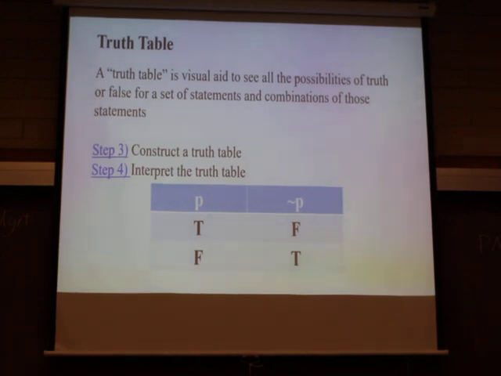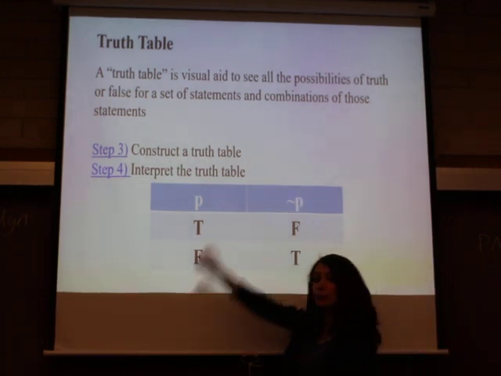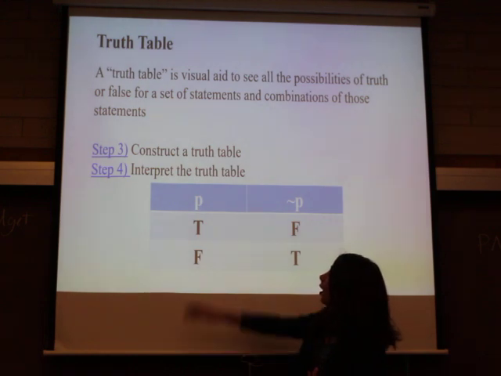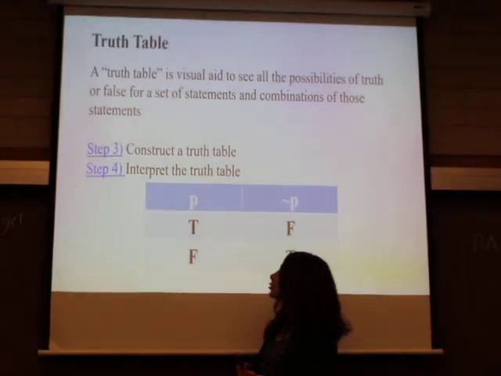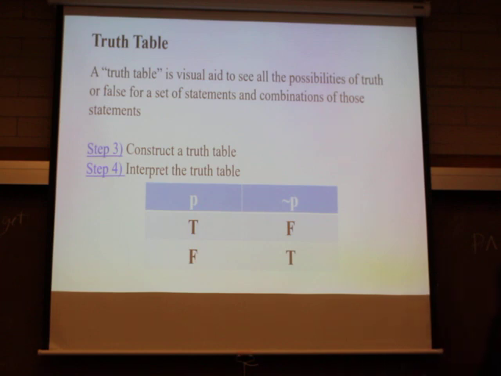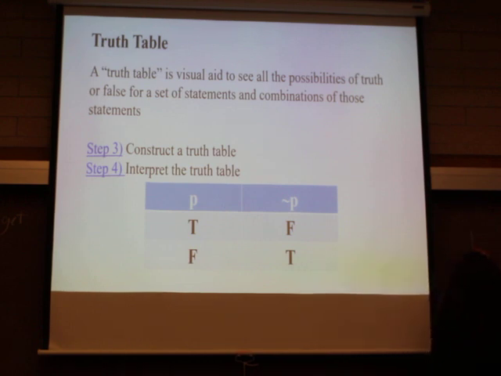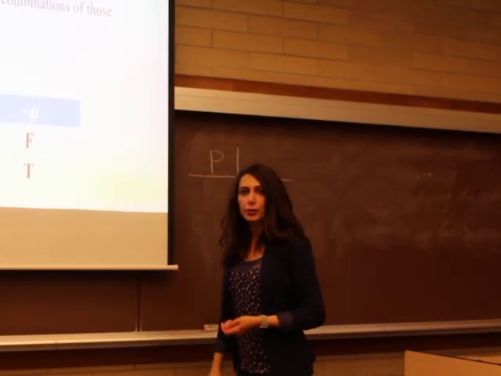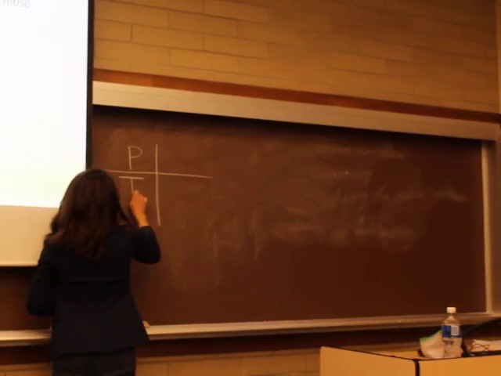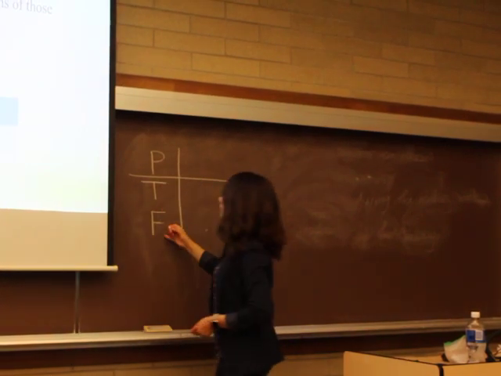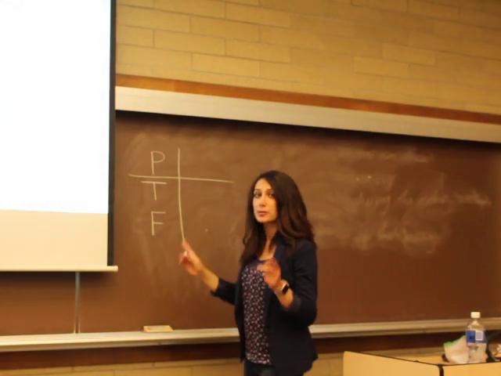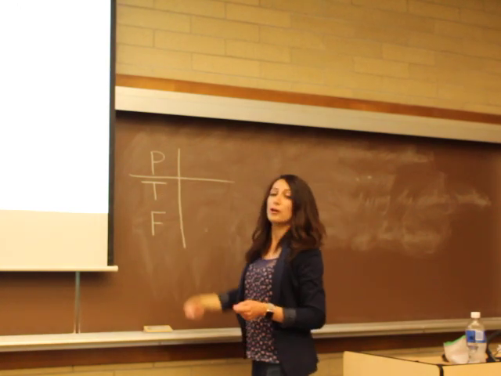Step 3, I draw a truth table about the whole argument. And step 4, I make sense of the truth table. I interpret the truth table. What is a truth table? So let's see. Now, let's say I have just one statement P. We said that when you have a statement, right? It can be either true or false. So it's either true or false. That's it, right? But not both at the same time. So a statement is either true or false.